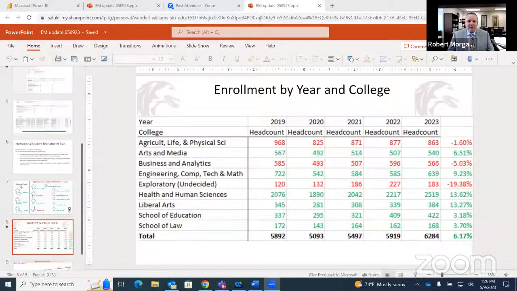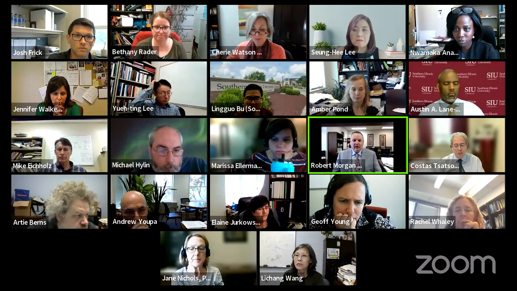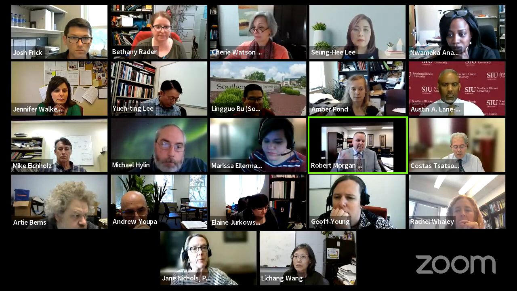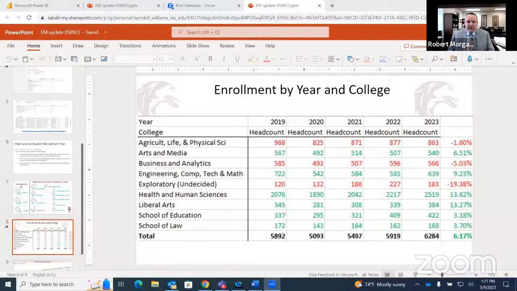Particularly, we worry about summer melt, and that's where students that had indicated they were going to come start drifting off and not following through. So we're really working to finalize our yield and then to protect against that summer melt. That's kind of where we're at. And this is the graph with data for the overall and by colleges. And you can see there that some of the colleges are up quite high. And overall, again, we're looking at about a 6.17% increase in current enrollments over this time last year, even though we're a week behind this year.